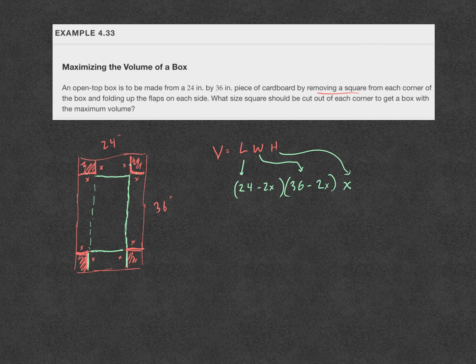All right, now we have our volume function with everything plugged in. So the next step is going to be to write that in a way that we can take the derivative. Now I could do this using the super product rule, but that sounds terrible. So let's expand this out first. V equals, what you end up with if you distribute all this is 4x to the third power minus 120x squared plus 864x to the first power.